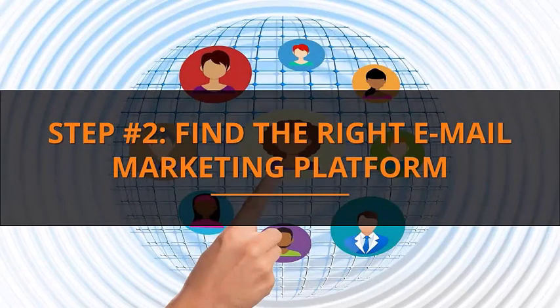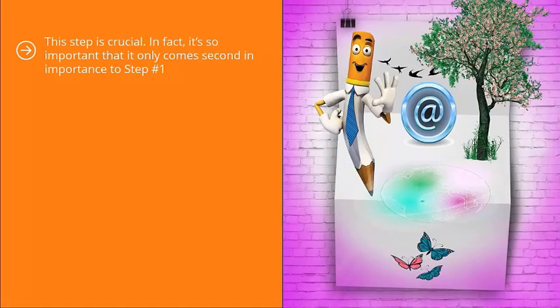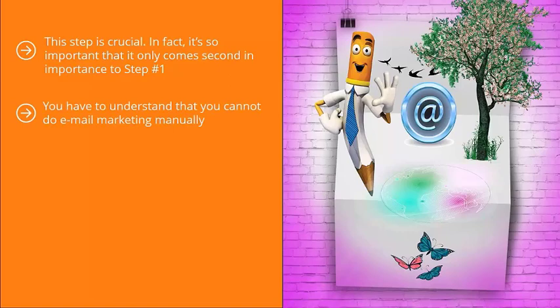Step number 2. Find the right email marketing platform. This step is crucial. In fact, it's so important that it only comes second in importance to step number 1. You have to have the right technology workhorse to ensure your mailing list business is a success. You have to understand that you cannot do email marketing manually. It's physically impossible. Even if you have a list of only 500 people, sending email updates to those people one by one is going to drive you nuts.